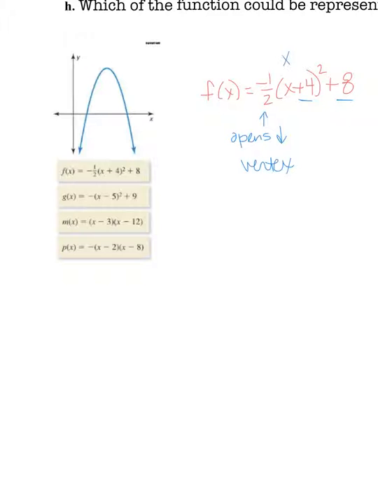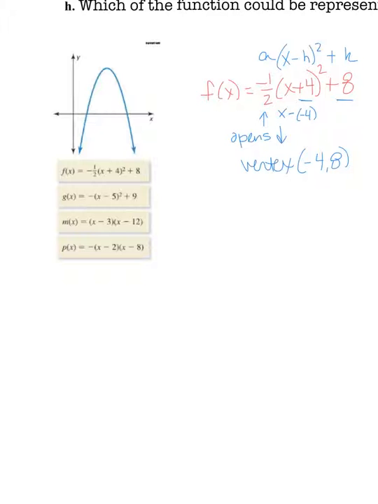Because remember, it's x minus h squared plus k. This is the a value, the negative 1/2. So this would be x minus negative 4. So your vertex would be negative 4, 8. When you look at this graph, negative 4 would actually go to the left and then up 8. So our vertex would be over here.